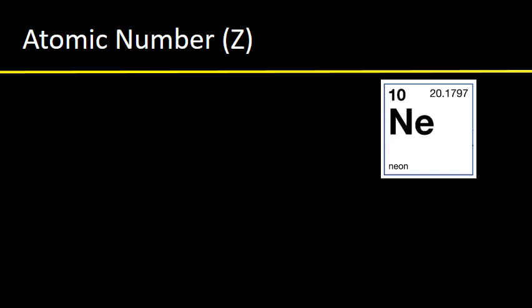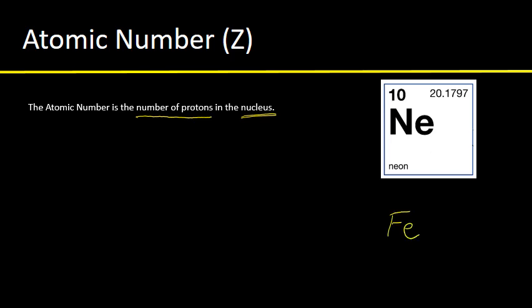All right, so the first one, and perhaps the most important one, is the atomic number, Z, which is down there, the left subscript, right? And the atomic number tells you how many protons there are in the nucleus, right? So for example, if you had something like Fe26, that would tell you that this particular atom has 26 protons.